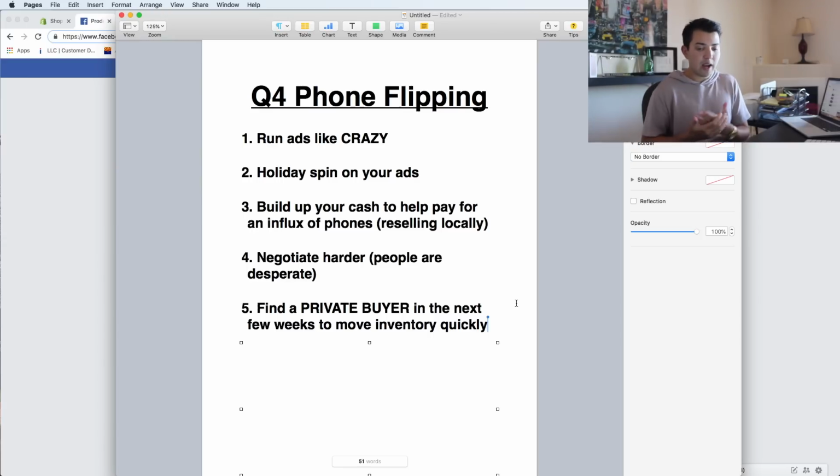So finding a private buyer is definitely important, especially, as I said in the last point, to move inventory quickly, because if you're not selling these phones, you're not getting cash in. It's all going to be red from there. So obviously having cash flow is super important in this industry. So having that inventory move very quickly is honestly super important. So do whatever you can to find private buyers.